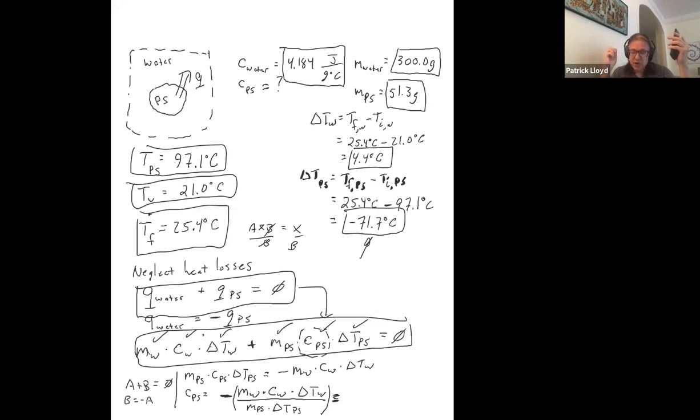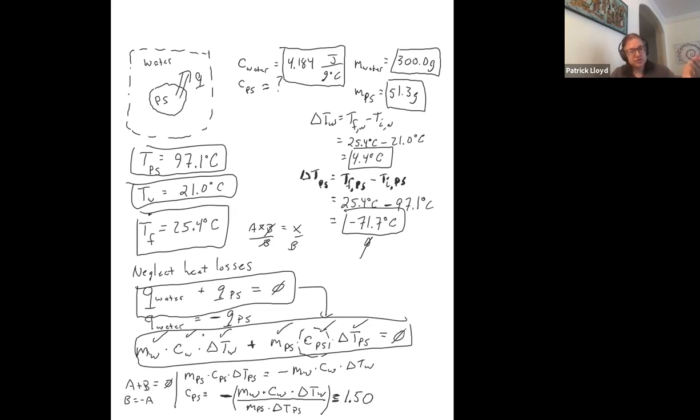So the mass of the water is 300 times the specific heat capacity of water, which is 4.184, times the change in temperature, which is 4.4. Then we're going to divide that by the mass of the polystyrene, 51.3. We're going to divide it by the change in temperature, which is negative 71.7. And then we have a negative in the formula. So what you get is 1.50.